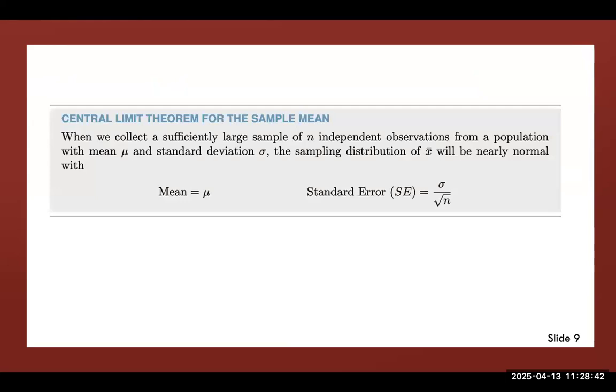So here's the central limit theorem for the sample mean. It says when we collect a sufficiently large sample of n independent observations from a population with the true mean mu and true standard deviation sigma, the sampling distribution of x bar will be nearly normal, where the mean is mu, but the standard deviation is different. We call this the standard error, and it's sigma divided by the square root of n.